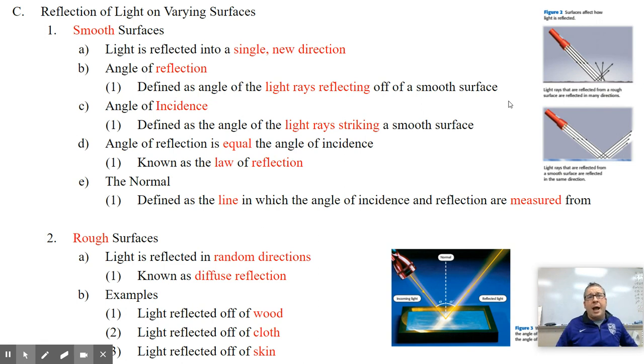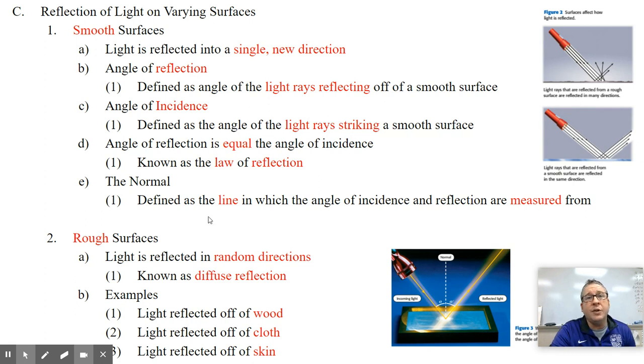So let's talk about how light reflects on various surface types. On smooth surfaces, okay, light is reflected into a single new direction, as we see on here, if you see where my mouse is over on the right-hand side. When we have a situation like this, we have what's called an angle of reflection, which is defined as the angle that light rays make reflecting off a smooth surface. Okay, so we have to look at these angles that are created by these light rays.